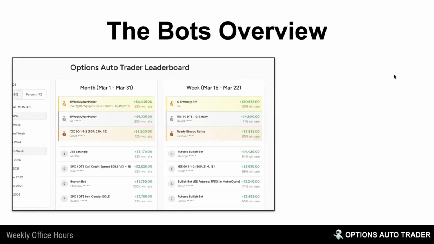Now, just to clarify, the leaderboard only looks at bots running on live accounts that are placing live trades. I'd say all that to say these are not ideal entry points for paper accounts that aren't simulating real environments. These bots are only looking at live accounts. So we have in the top three for the overall month, the biweekly Rainmaker, both making about 4,400 each. So congrats to Bill, and I don't know the other name.